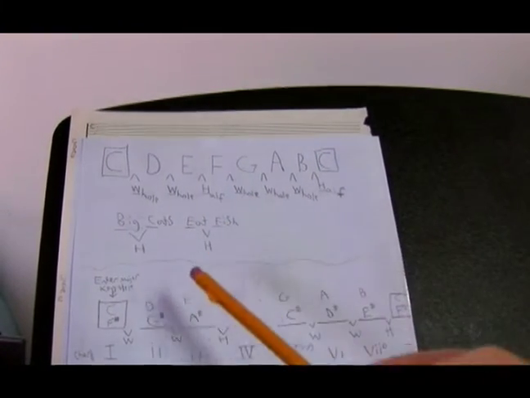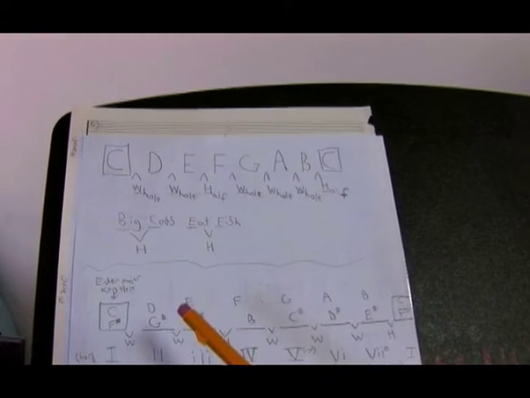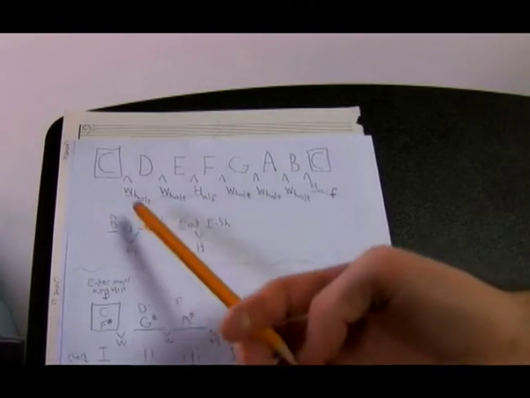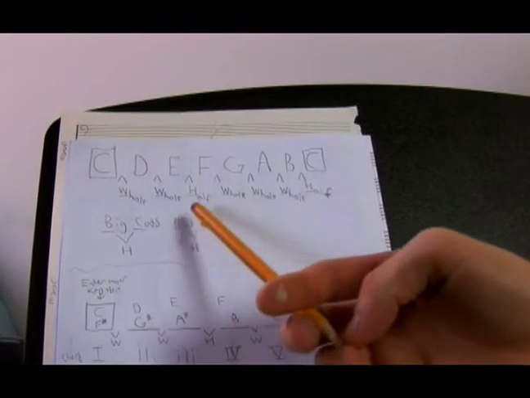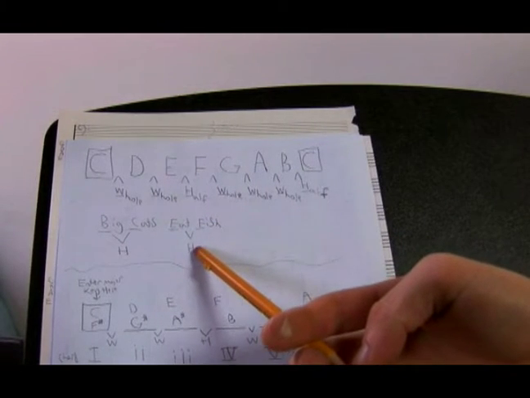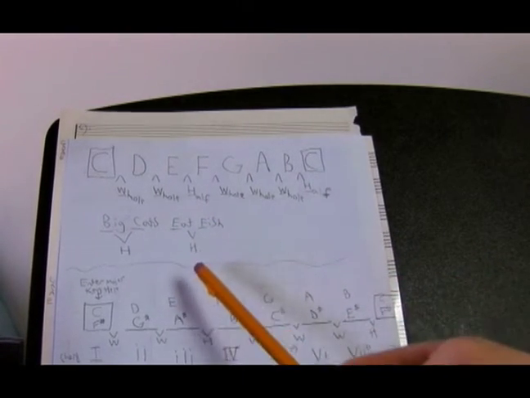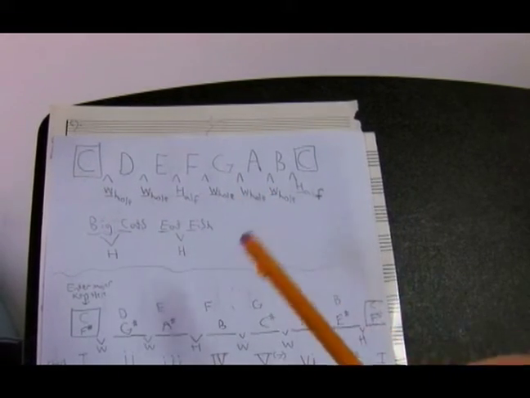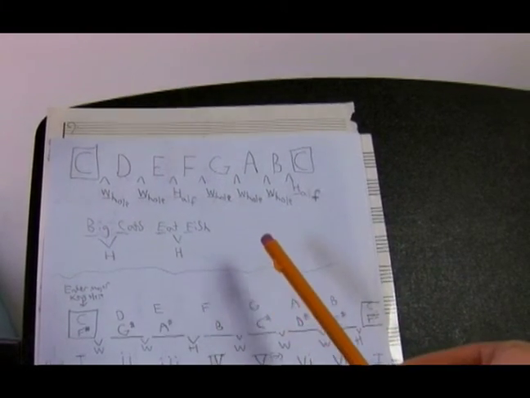So instead of trying to remember which ones are the whole steps, let's just remember which ones are the half steps. Let's use big cats eat fish. BC is a half step, EF is a half step. This is something to practice, and that's which we'll explore on each part of the neck, all the way up to the 12th fret.